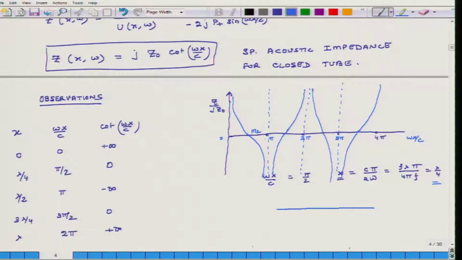So, this is the closed end, and as I am travelling in this direction in the closed end tube, at this point the impedance is positive infinity, then it goes down to 0, then it becomes negative infinity, and so on and so forth. So, that is how it behaves.